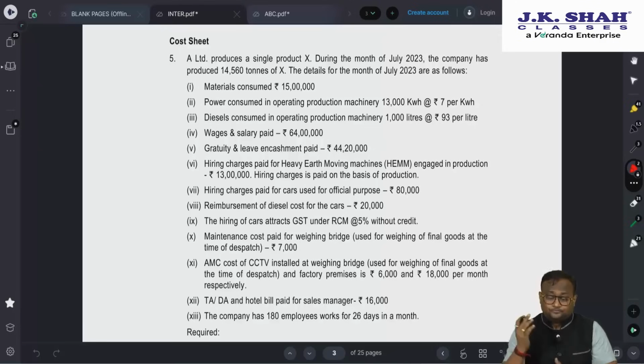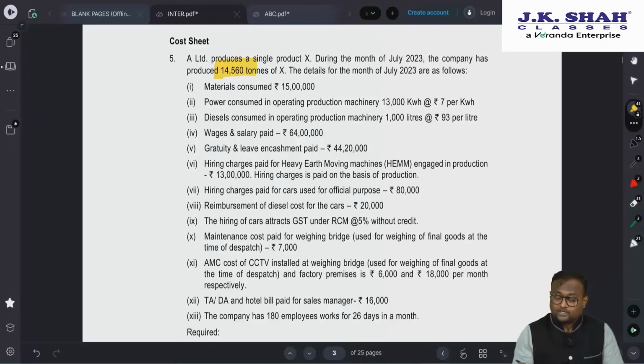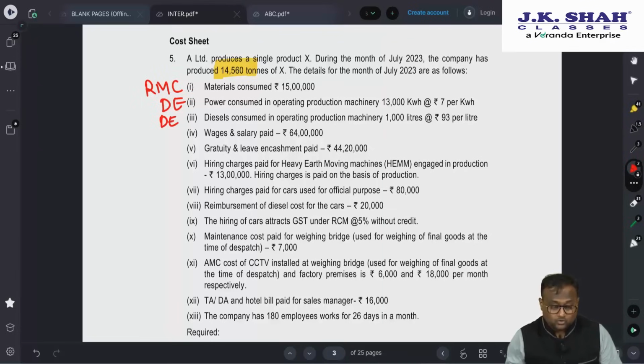One more to go. A Limited produces a single product X during the month of July 2023, and company has produced 14,560 tons of X. So, that is quantity manufactured. The details for the month of July 23 are as follows. Material consumed will be classified as RMC. Power will be direct expense. Diesel consumed during operating production machinery is also considered as direct expense.